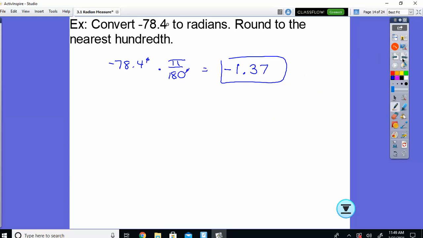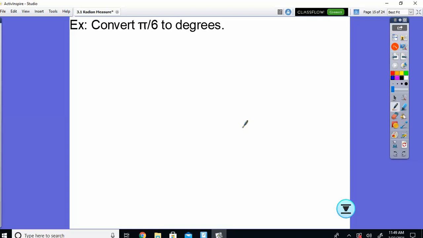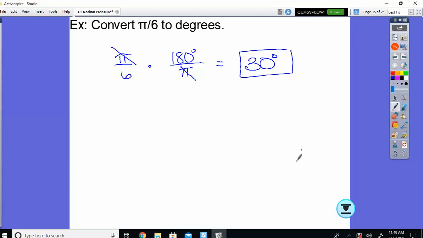What if I gave you pi over 6 and told you to convert that into degrees? So I gave you the radian. And I want degrees. What would I do? Multiply by what? 180 over pi. You just flip your fraction. 180 degrees is equal to pi radians. So whatever you want to cancel goes on the bottom. So my pi's drop out. I have 180 over 6, which is 30. And you have to put your degree symbol.